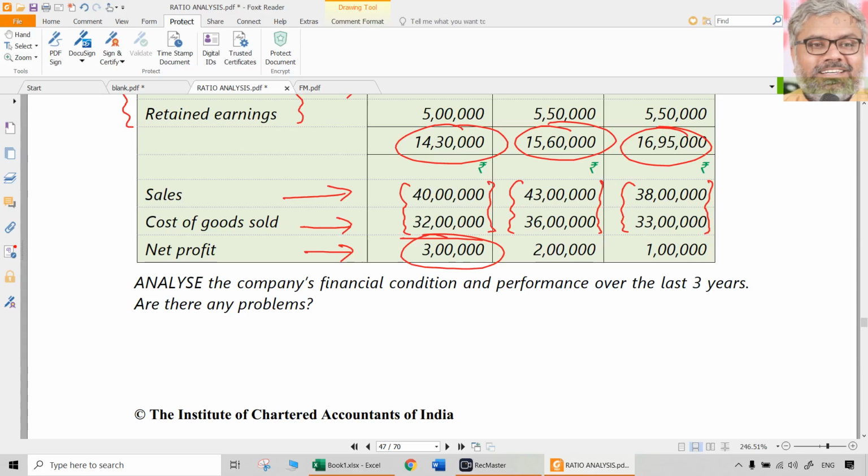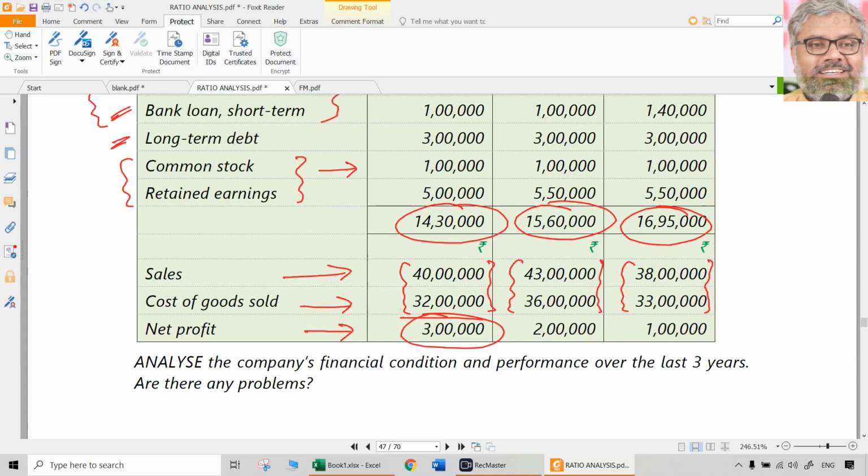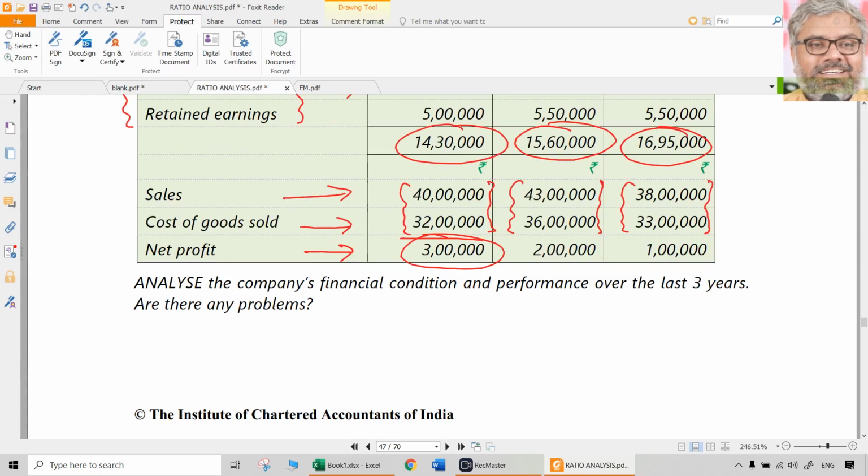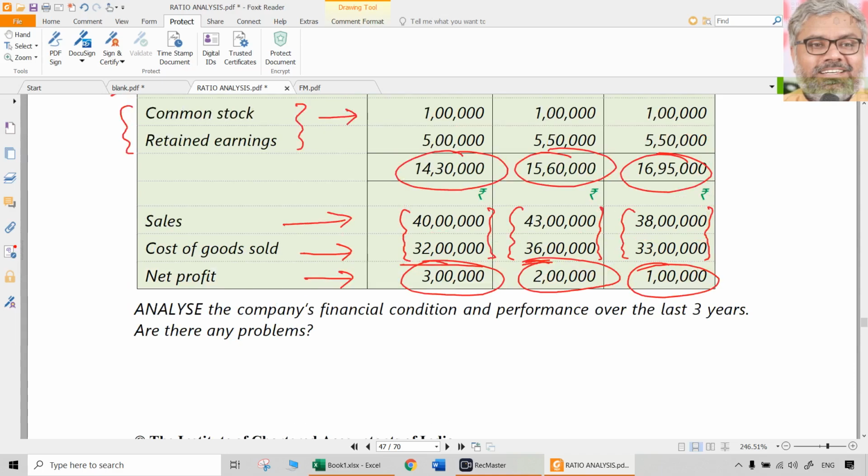Naturally, those will be operating expenses, possibly. And in this case, same: 43 minus 36 means 7 lakhs, it should be ideally, but net profit is 2 lakhs. What could that be? We don't know exactly, since the information is not there. Could be operating expenses of 5 lakhs. 38 minus 33, 5 lakhs should be the gross profit, but net profit is 1 lakh, means the remaining could be 4 lakhs operating expenses. So that is the data that is given.